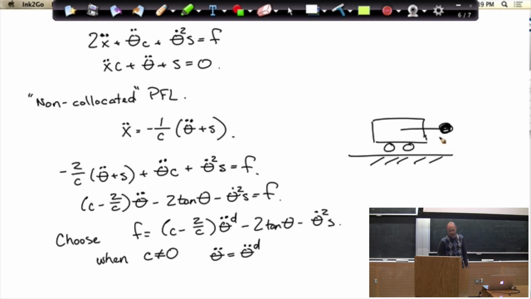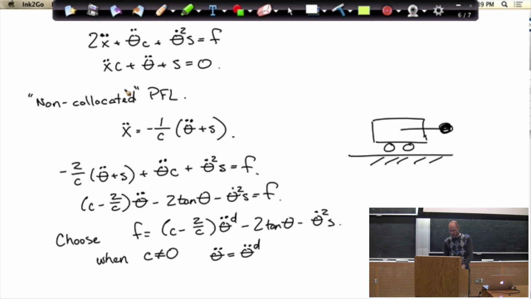Okay, but that's pretty cool. So if I used a lot of power potentially, I could shove my cart around and make it actually just have the dynamics of the upward pendulum, apart from that singularity. All right, and that's the big idea of non-collocated partial feedback linearization. Okay.